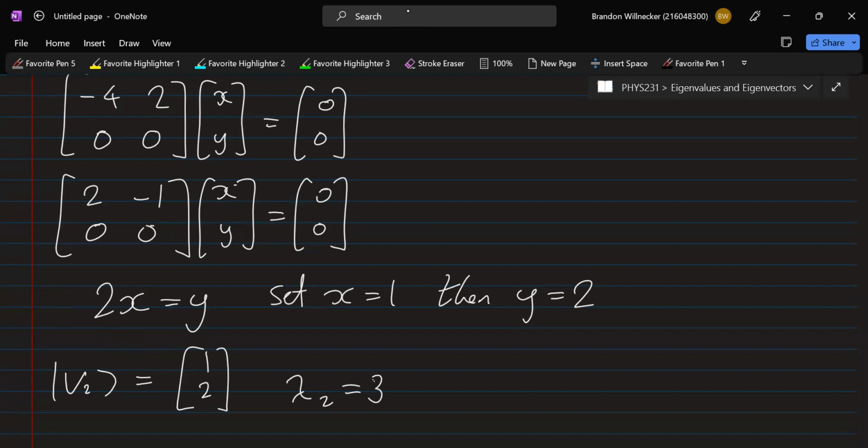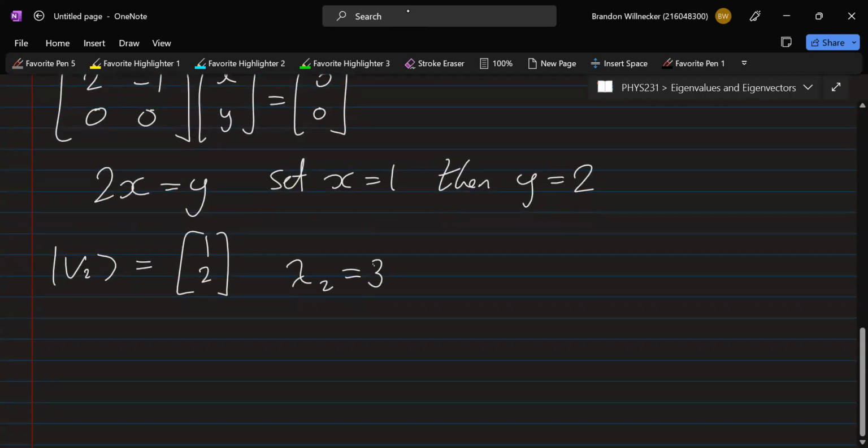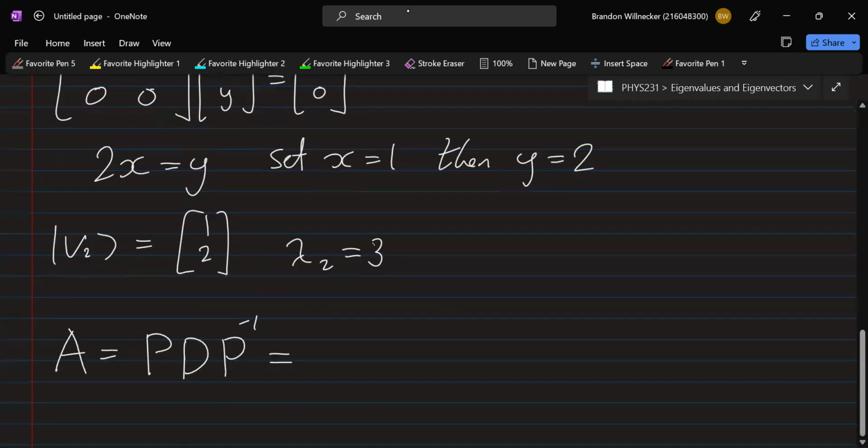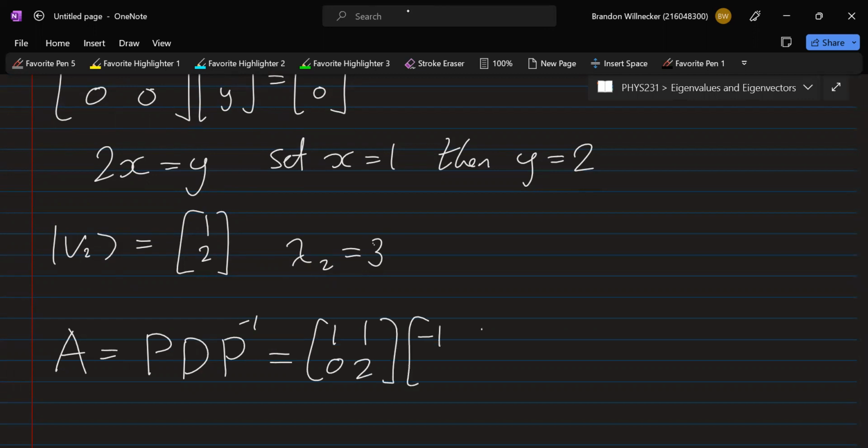Okay, so we've got our two eigenvectors and the two eigenvalues. We can now diagonalize the matrix A. So A, remember, is P D P inverse. We know what P is because we've got the columns of P. Those are the eigenvectors. And we know what D is because those are the eigenvalues. So this is going to be [1, 1; 0, 2] times D, that's just the eigenvalues, [-1, 0; 0, 3].